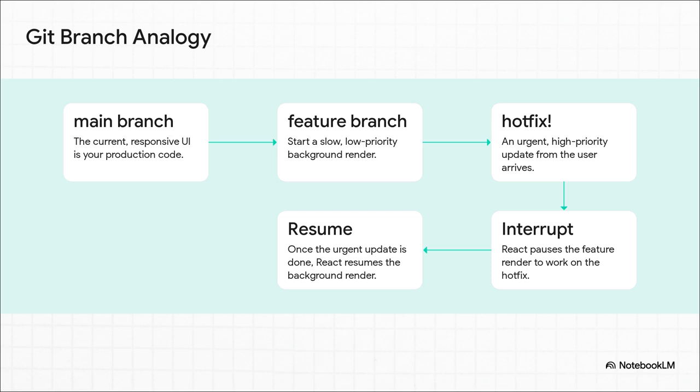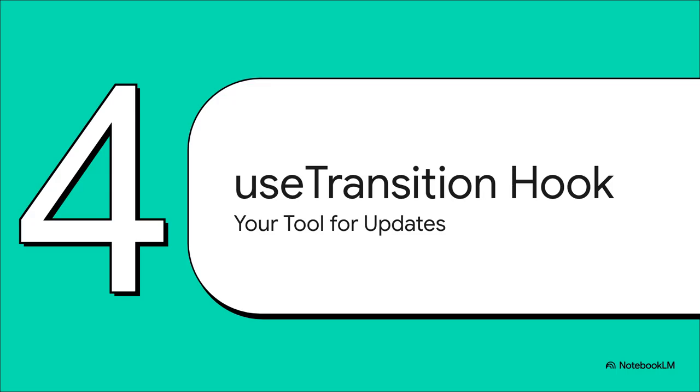But then, a hot fix, an urgent update comes in, like the user typing another letter. What does React do? It pauses work on the feature render, switches over to handle the hot fix immediately, and then, once that's done, it just goes back to working on the feature branch. It's so clever. Okay. This all sounds great in theory, right? But how do we actually tell React, hey, this update is urgent, but this one isn't? Well, that brings us to our first real tool, the useTransition hook.